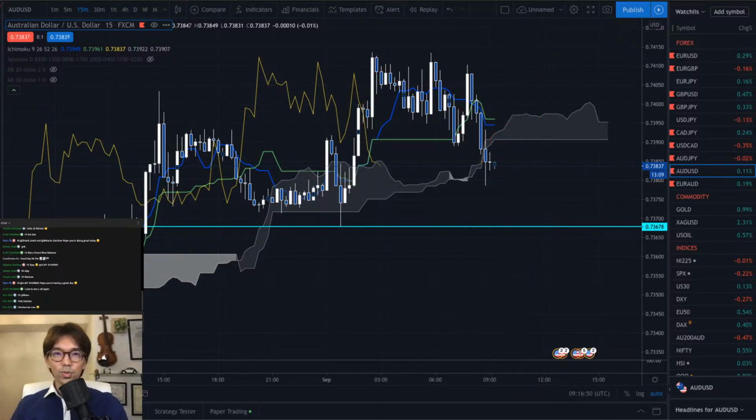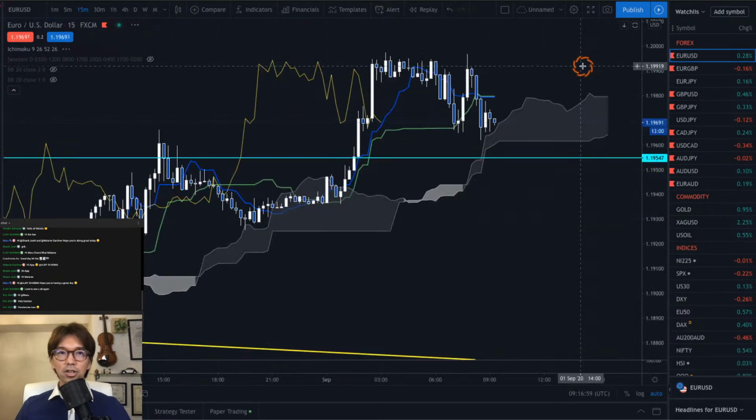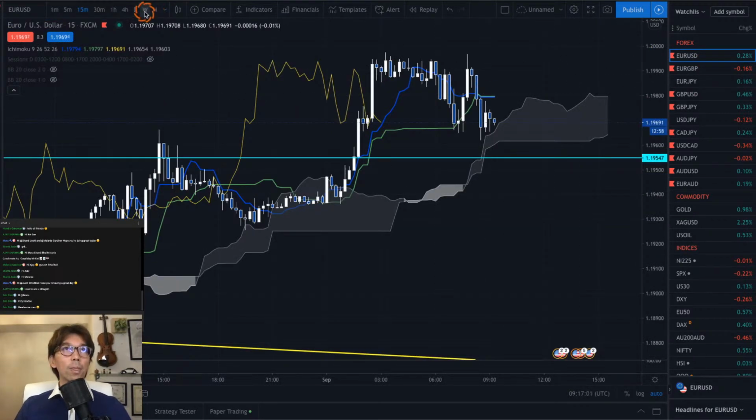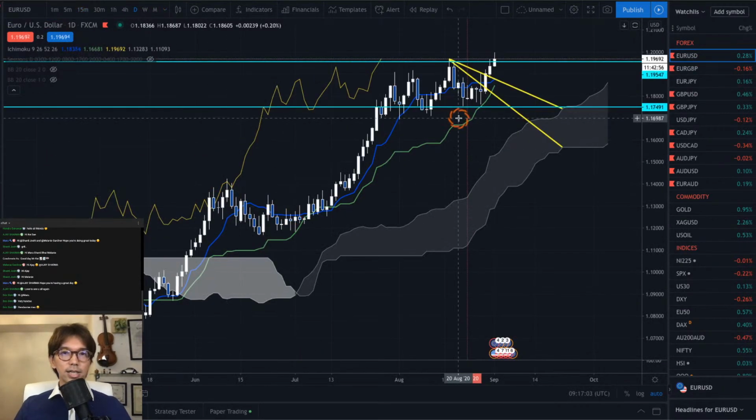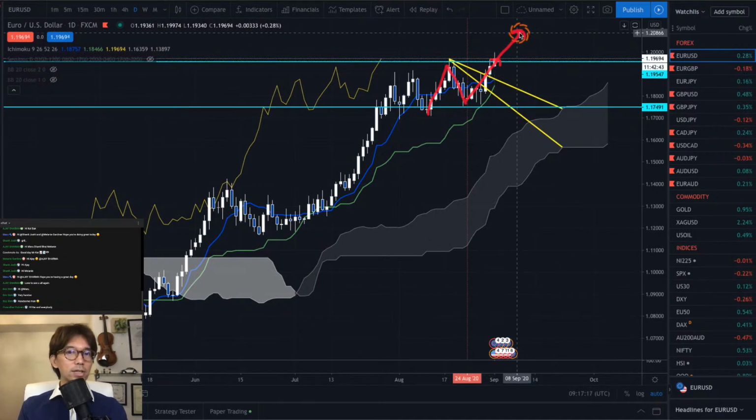Alright, so let's see. Let me pick up another pair. I will show you a couple more examples. So let's take a look at the Euro USD and we look at the daily chart. In this daily chart, this is an N wave also. Recently, this is an N wave and the price is going up this way. So in this case, I expect the price to continue to go up this way. It may form the next N wave, then anyways, the price should keep going up this way.